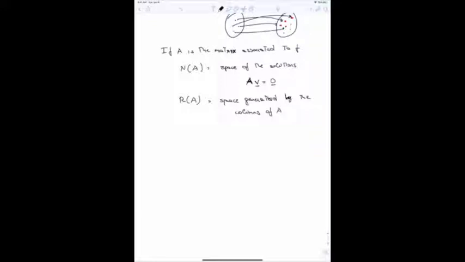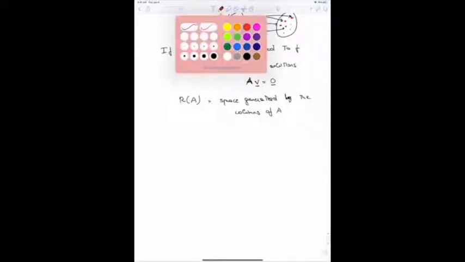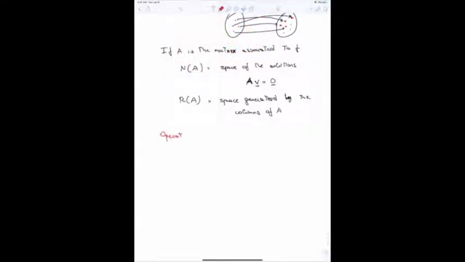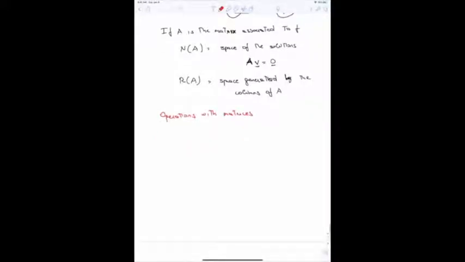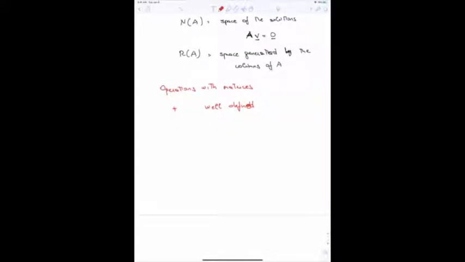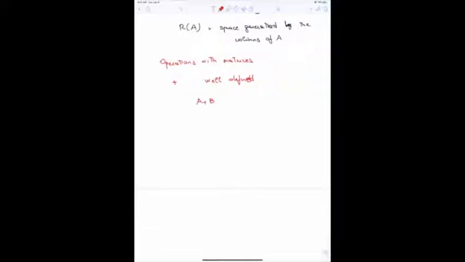Okay, so with matrices we can define operations. Now the sum is well defined. So if you take A plus B, it's simply the sum point by point, well, if they have the same dimension.